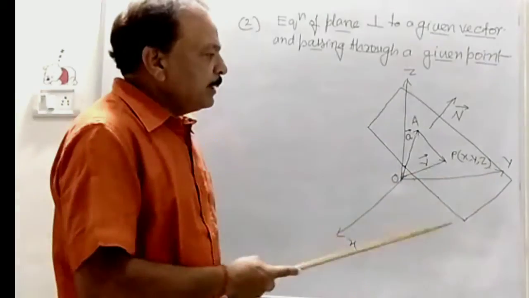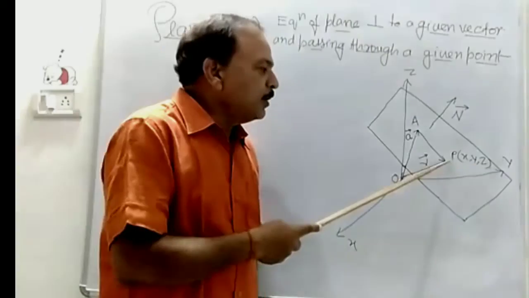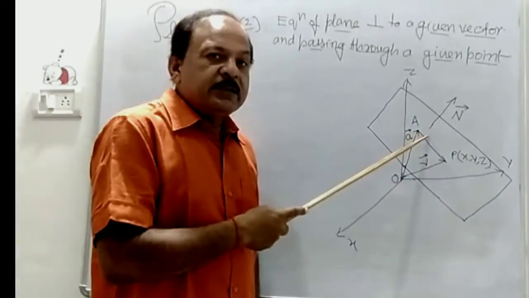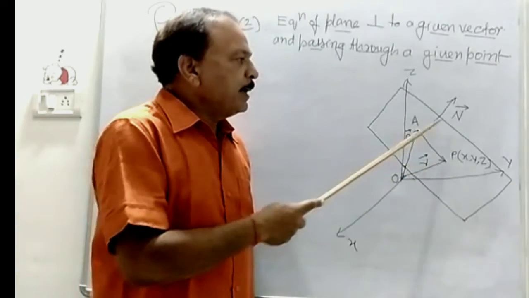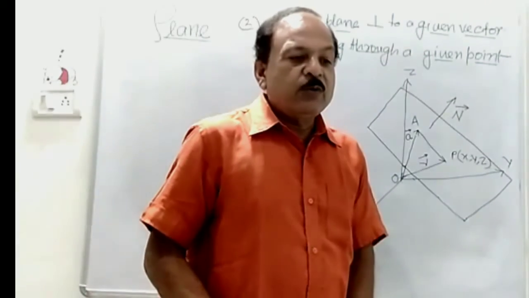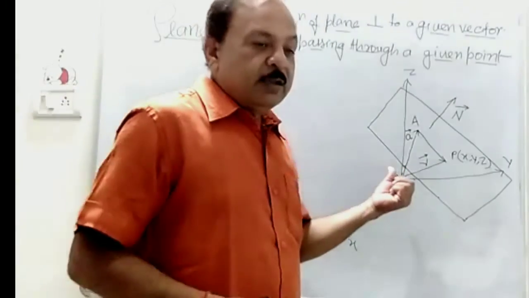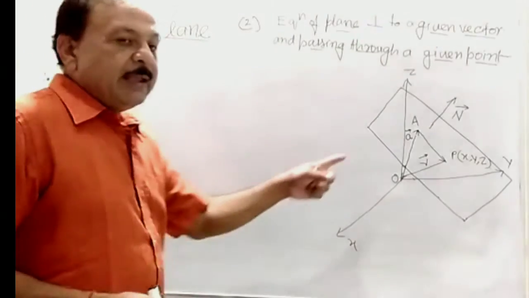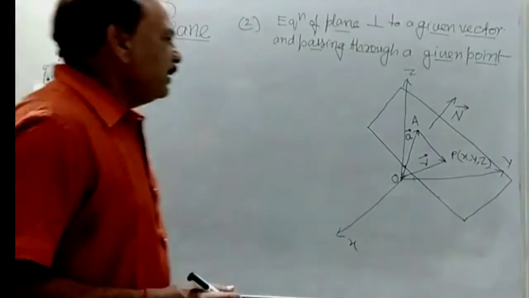This plane passes through the point A, and now we consider a point P on the plane. Then AP lies on the plane, and N is the normal to the plane. Then what happens? This AP is perpendicular to N. So now we consider AP is perpendicular to N. The vector r is the position vector of point P. So then what happened? A is a point. The plane passes through the point A.